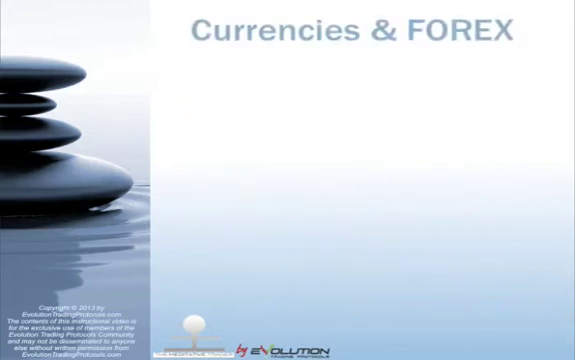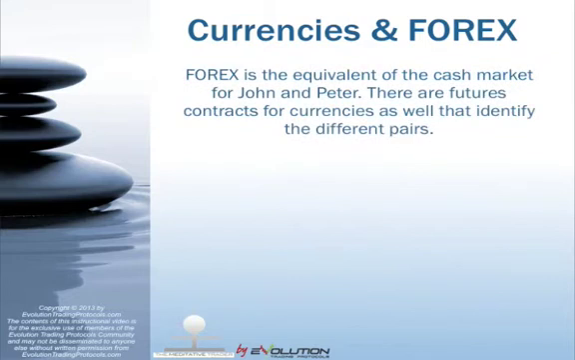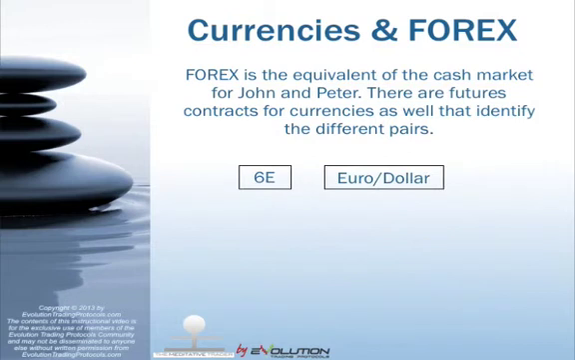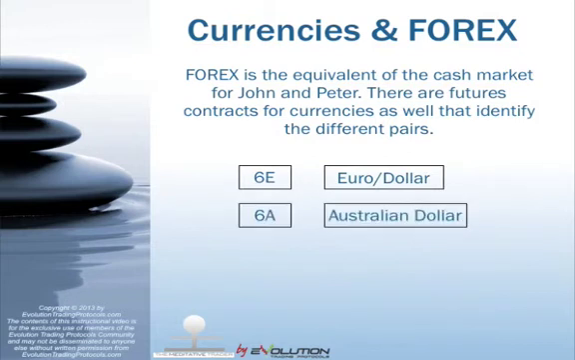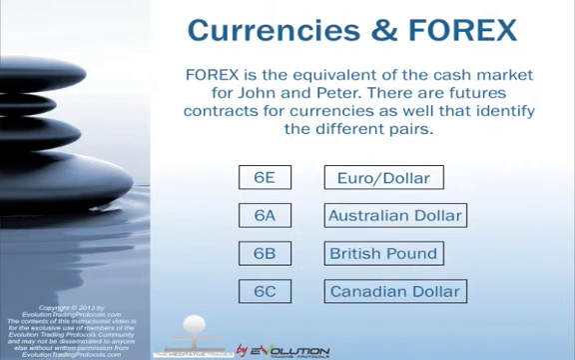In the case of currencies, Forex will be the equivalent of the cash market for John and Peter, while there are futures contracts for currencies as well that identify the different pairs. Their symbol typically has a 6 in front of them. For example, 6E refers to the euro dollar, 6A would be the Australian dollar, 6B the British pound, 6C Canadian dollar, just to mention a few. Now, where do we find all those symbols and what do we do with them?